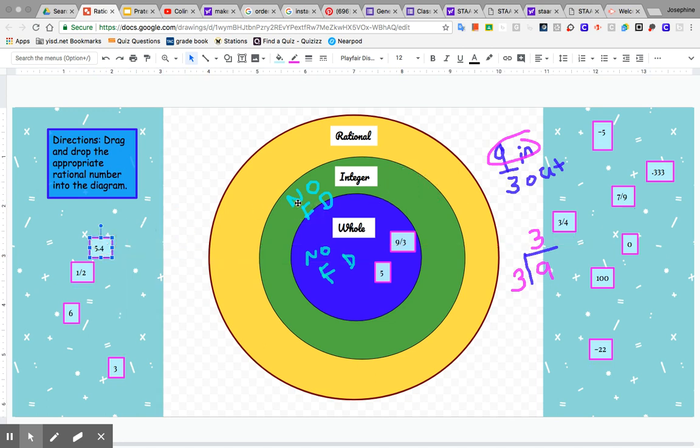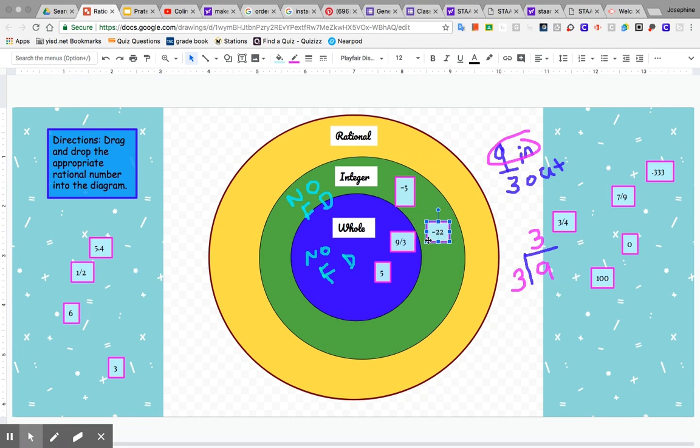The only numbers allowed in this green area are the opposites of whole numbers. So the opposite of positive 5 is negative 5. So negative 1, negative 2, negative 3, negative 4, negative 5, negative 22 counts because I don't see any fraction or decimal there.